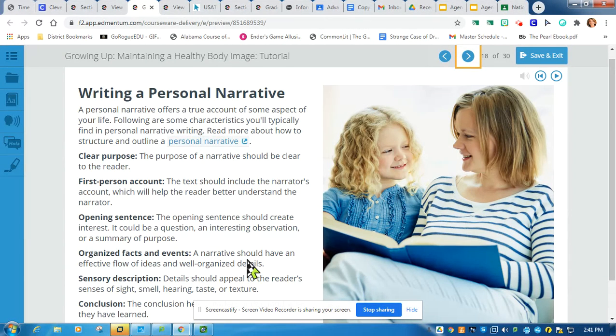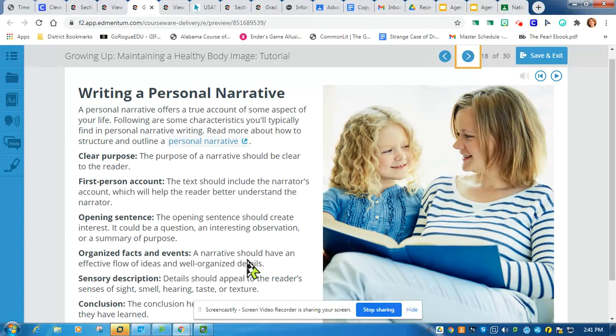But you want your narrative to have a purpose. Maybe it was an embarrassing moment. Maybe it was the happiest moment of your life. Maybe it was a very sad moment in your life. Maybe it was a very proud moment. Okay, that's a purpose. You want it to be a first-person account.